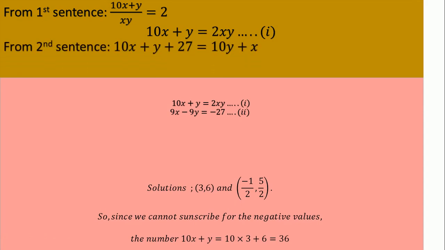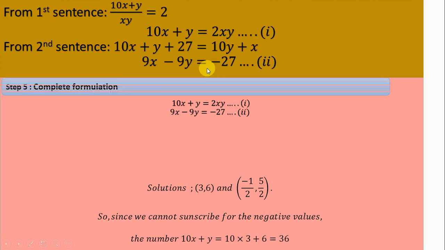Going to the second equation, it is given that when 27 is added to the number 10x plus y, the number will swap digits, meaning that y becomes the tens and x becomes the units. That's why we have 10x plus y plus 27 equals 10y plus x. So that's what the second sentence has explained. When you collect the like terms, you have 9x minus 9y equals minus 27. In the complete form, we have 10x plus y equals 2xy, and 9x minus 9y equals minus 27.